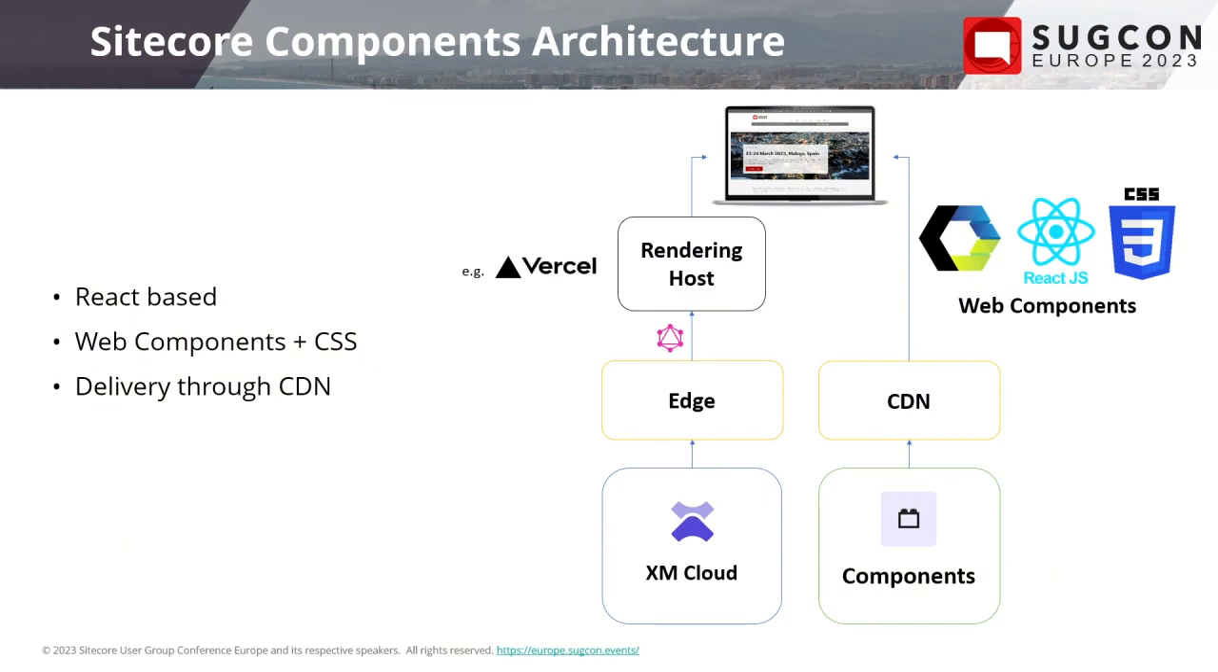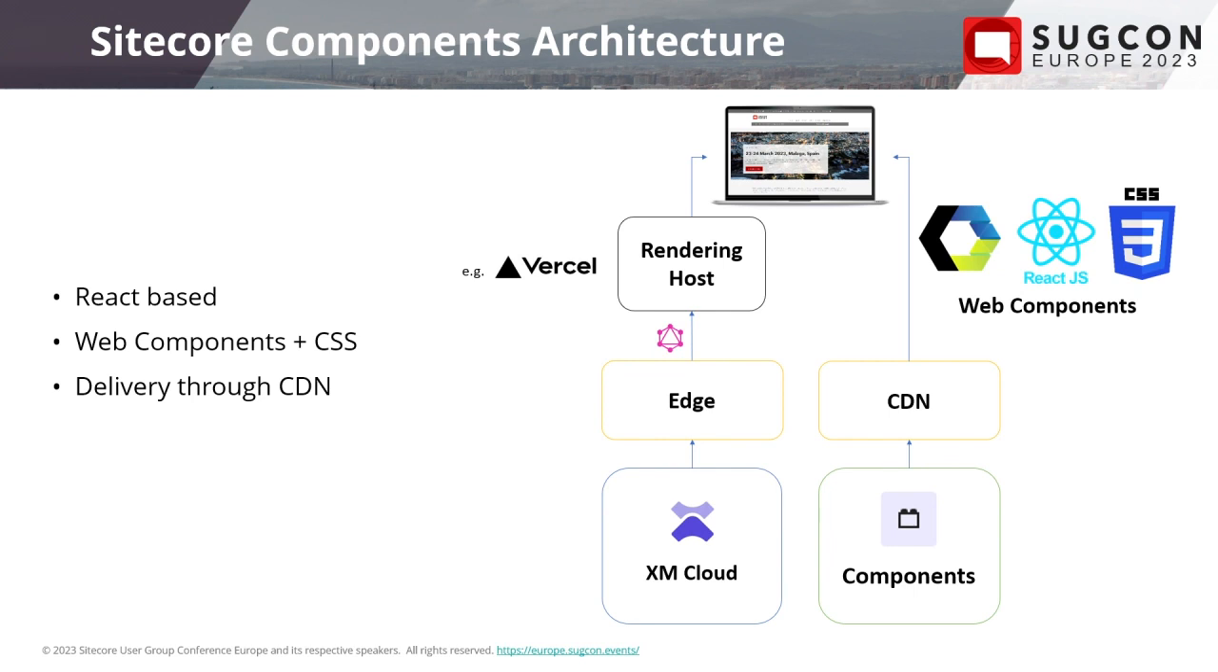So Sitecore Components is actually a separate application, as you can see here, and it delivers the component separately. So it's independent of XM Cloud, even though we have this native integration with XM Cloud. With publishing, it delivers all the components to the CDN layer and geographically distributes the delivery.